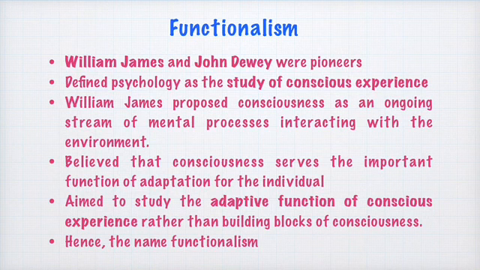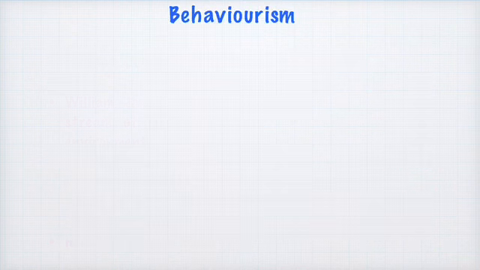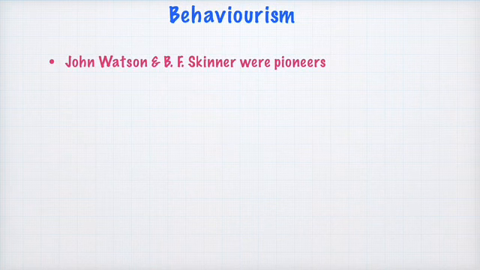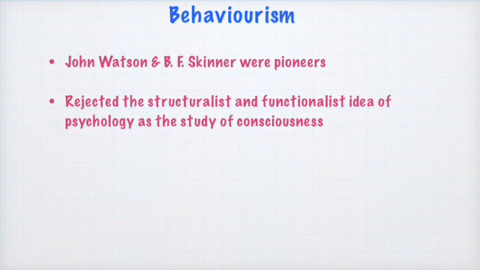What the structuralists studied, the conscious experience, and particularly the method employed by structuralists, the method of introspection, was criticized heavily, and there was dissatisfaction among psychologists for how psychology was progressing. So, what happened eventually was that they came up with another school which is called behaviorism. Behaviorism has John Watson and B.F. Skinner as pioneers. Behaviorists rejected the structuralist and functionalist idea of psychology as the study of conscious experience or consciousness.